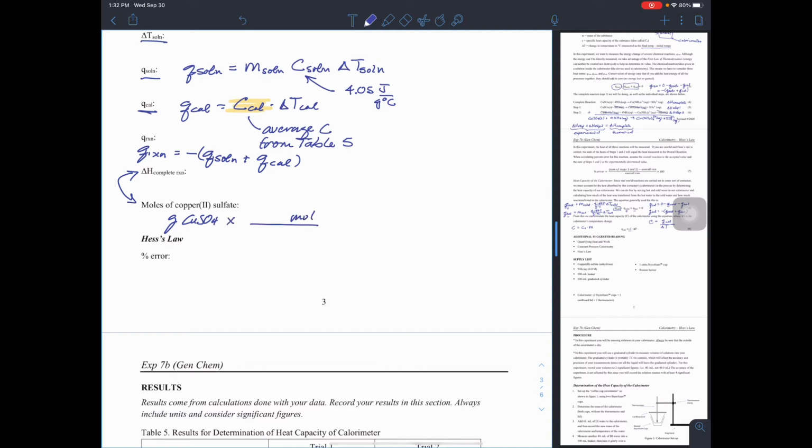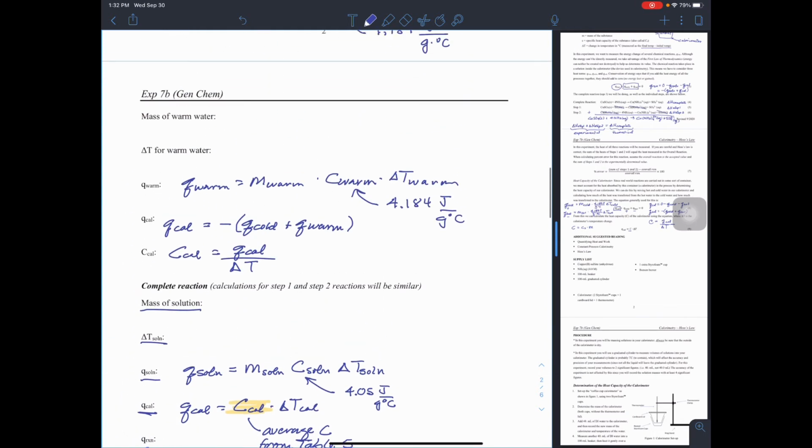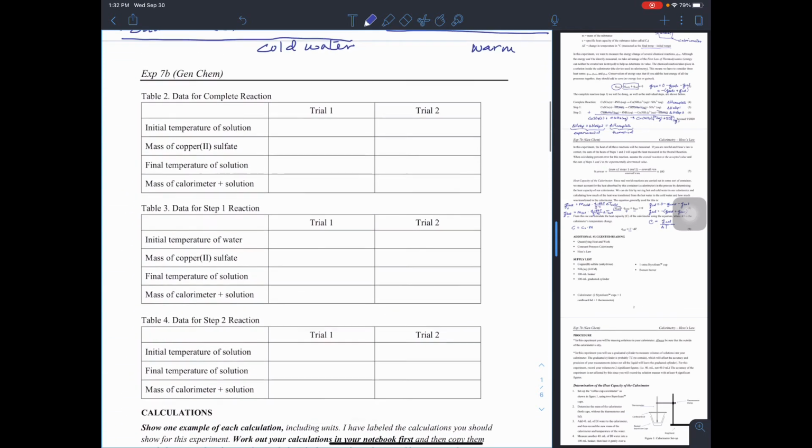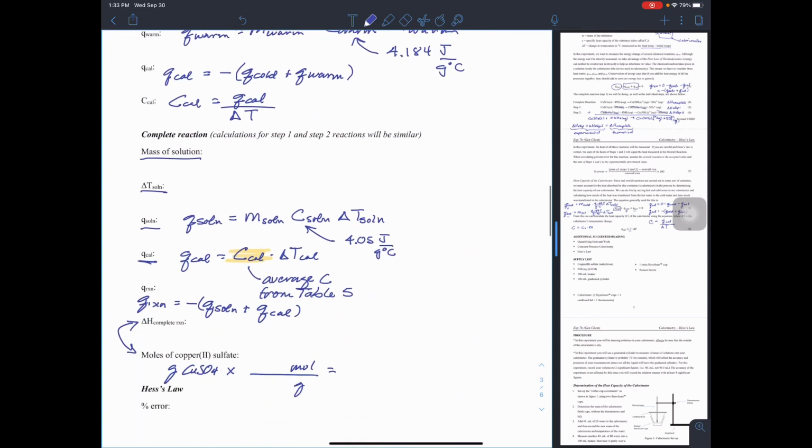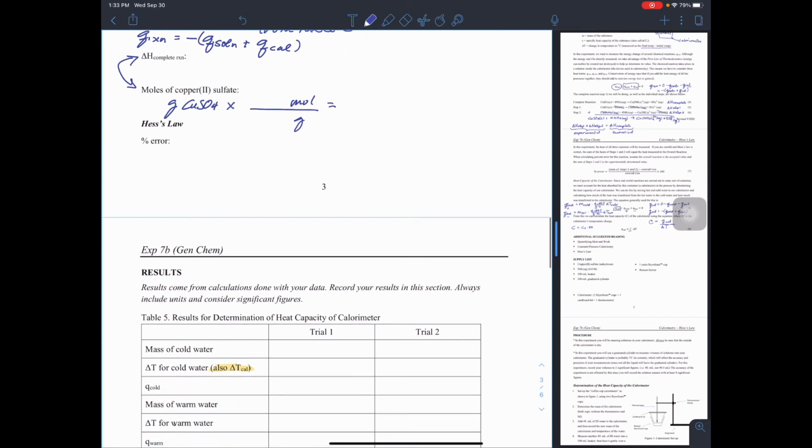And just calculate the moles using the molar mass. What was the mass? Well, that was measured right here, mass of copper sulfate. So take that mass, apply the molar mass for copper sulfate to get the moles.